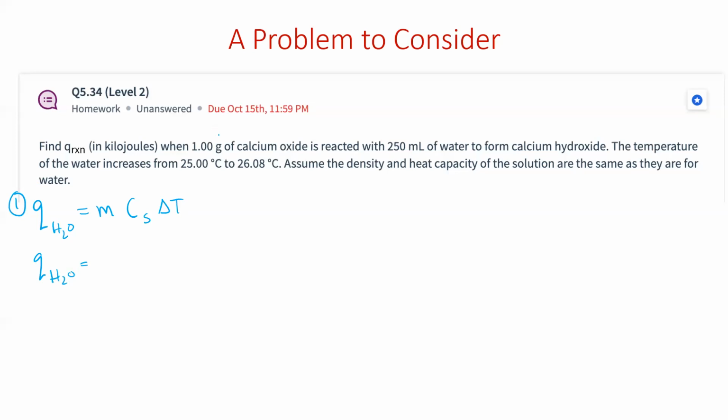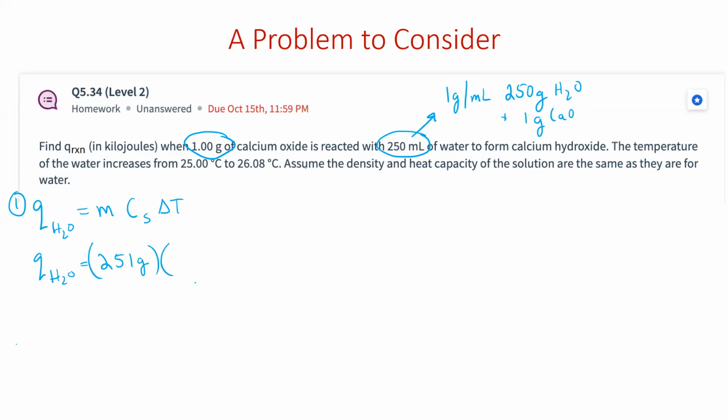So our total mass, right? We add 1 gram of calcium oxide to 250 milliliters of water. The density of water is 1 gram per milliliter. So we have 250 grams of water plus 1 gram of calcium oxide. So we have a total of 251 grams for our total solution.